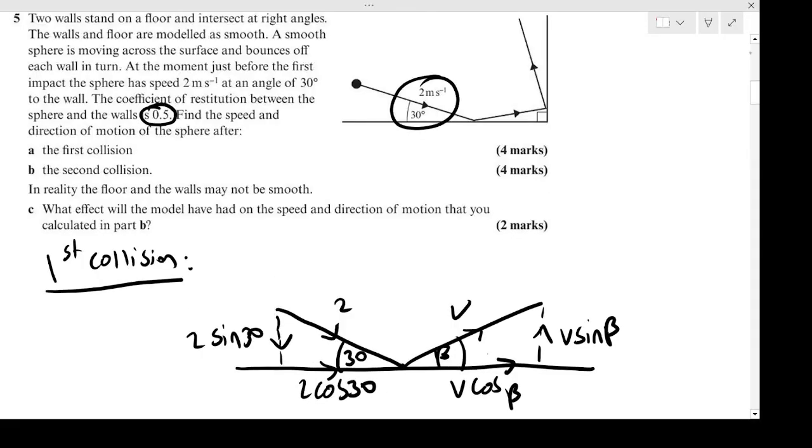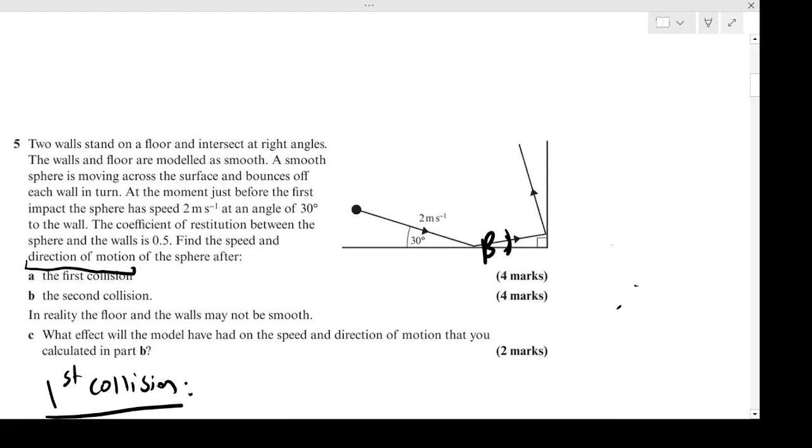Now the question was asking for the speed and direction of motion. Now direction of motion basically is the angle. So the angle here, again, if you look at my diagram, that would be beta, right? Hopefully you can see that on the diagram here. So that's the trajectory, that's the angle I'm moving at. So that's basically my direction of motion. So direction of motion literally just means the angle. Okay, so we've worked that out.